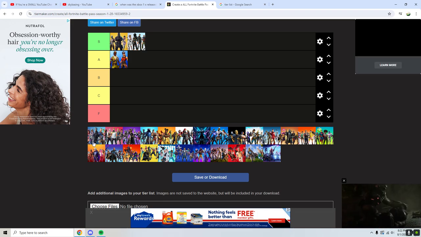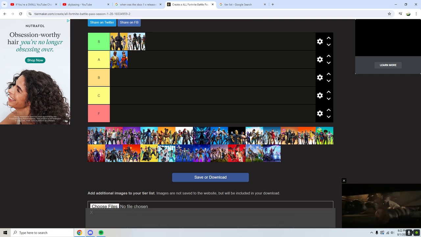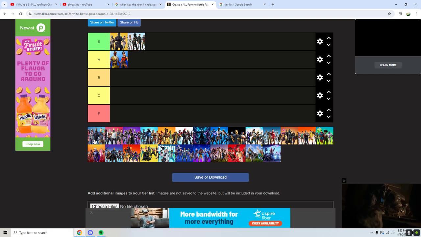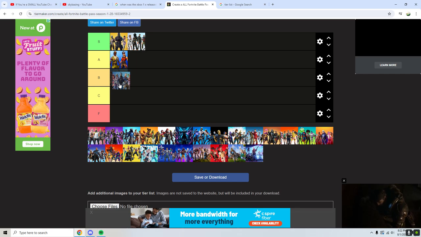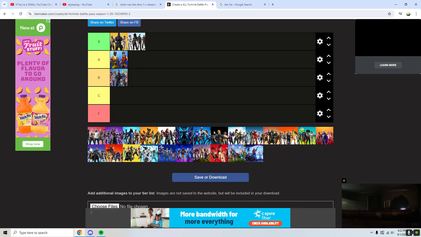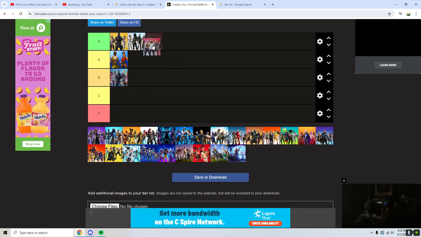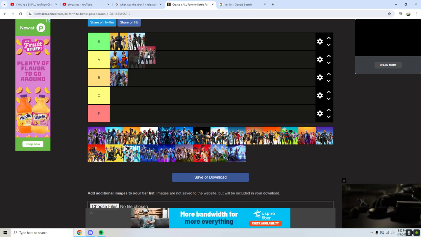Chapter 1, Season 4. Now, this is a pretty good battle pass. It has a lot of variety, like a spray painter, which is Technique, and Carbide, and a bunch of other skins. I just don't think it was it. It was an alright battle pass, don't get me wrong. Now, this one had Drift, and a bunch of other skins that are great, so we're going to put it at A.